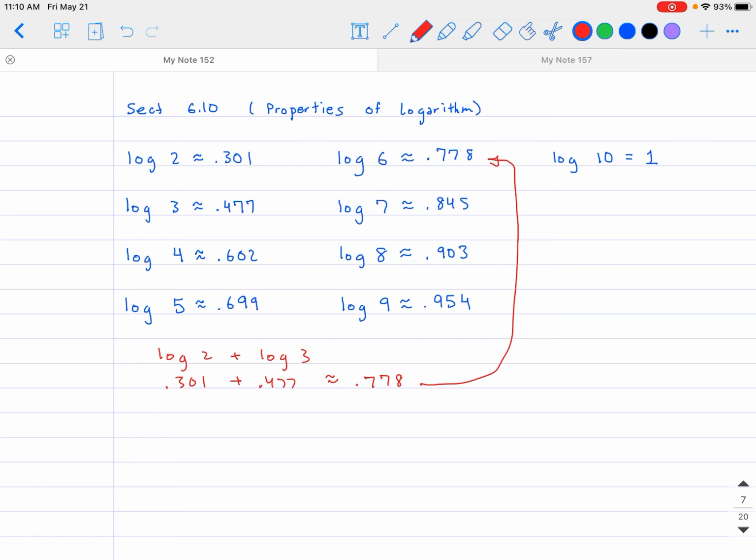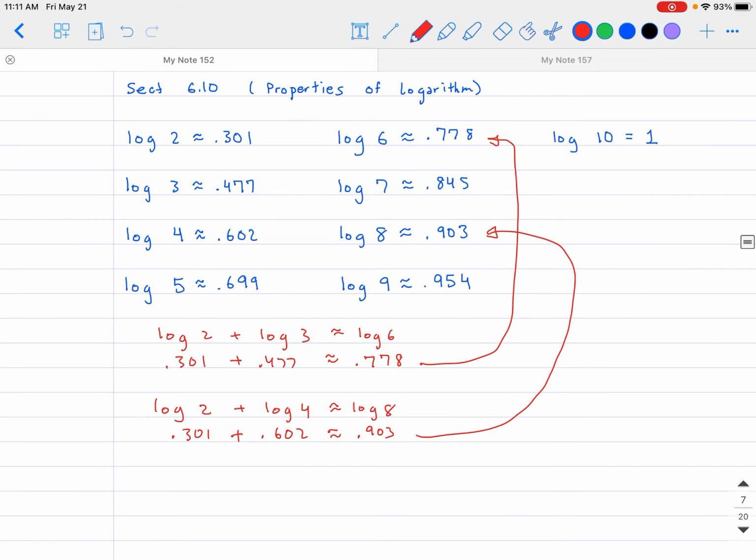That's pretty interesting. Let's take another one. If I take the log of 2 plus the log of 4, that's 0.301 once again, plus the log of 4, which is 0.602. That equals 0.903, which looks like it's equal to the log of 8. So let me go ahead and write that down: this is equal to the log of 8, and this is equal to the log of 6.